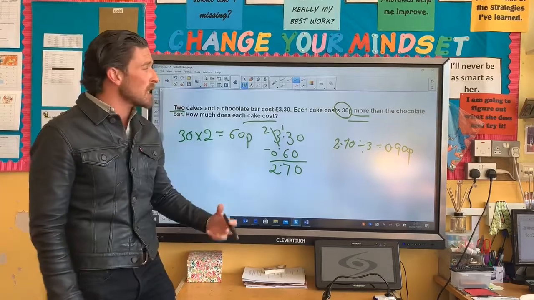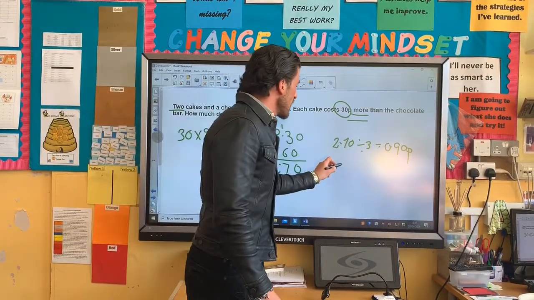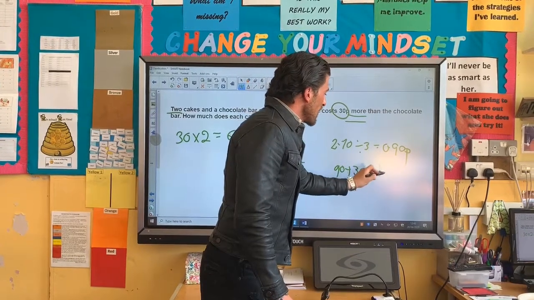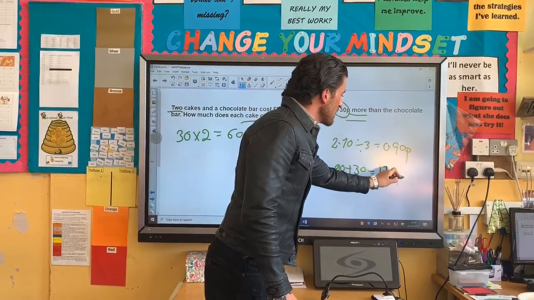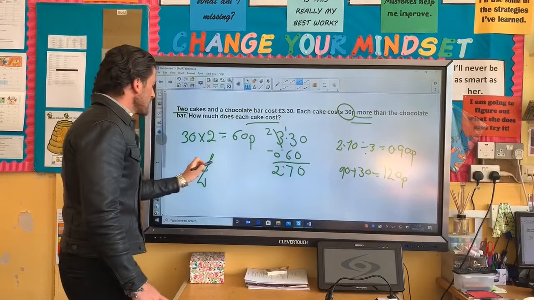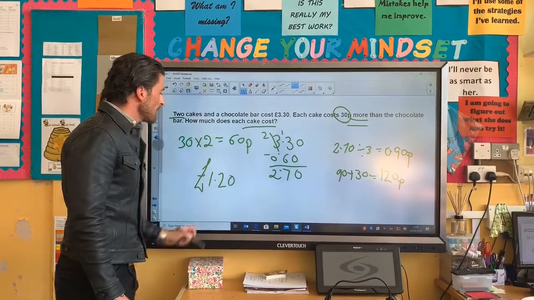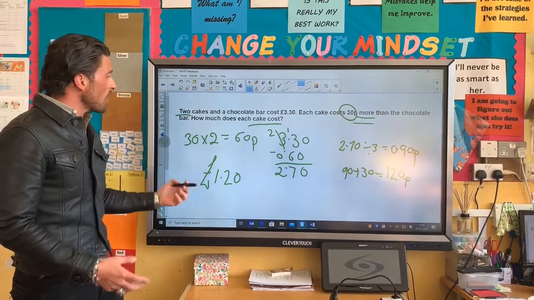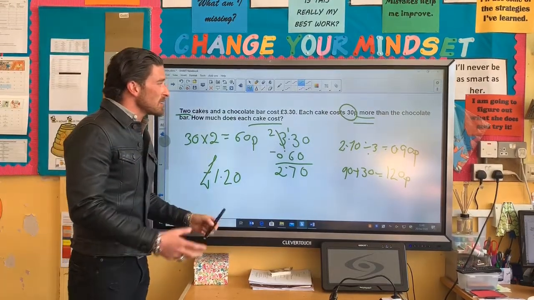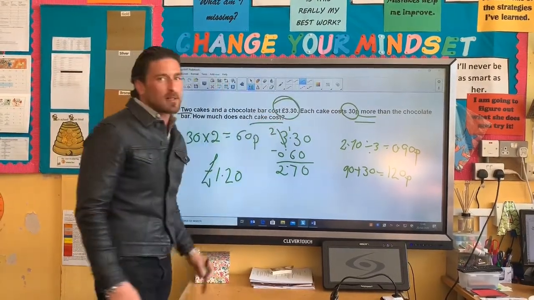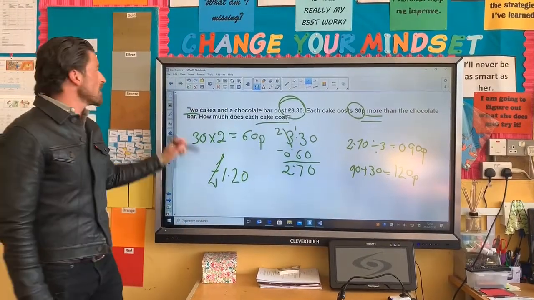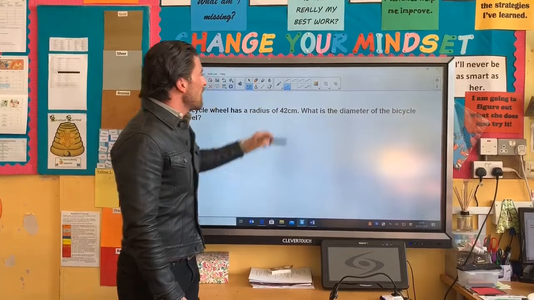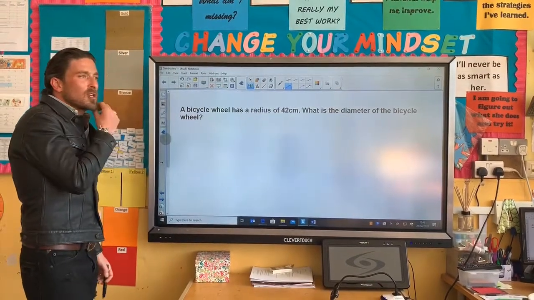And if you remember, the cake was 30 pence more. So 90 pence plus 30 pence will give us 120 pence. So the same as £1.20. Okay, and we can work out to see if it kind of all makes sense. So £1.20, add the £1.20 and 90p, we should get back to £3.30. Okay?